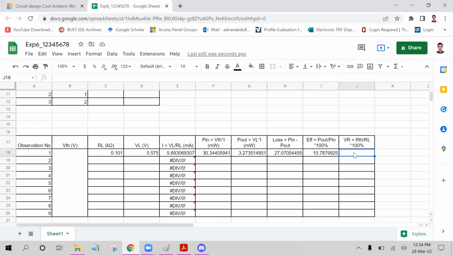And finally, a new term. Maybe you have not heard of this before. Voltage regulation. Have you heard this in your theory class? Voltage regulation, VR.